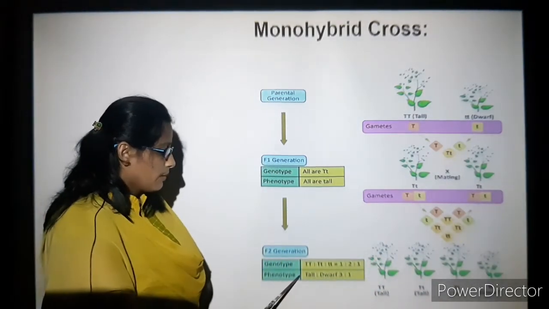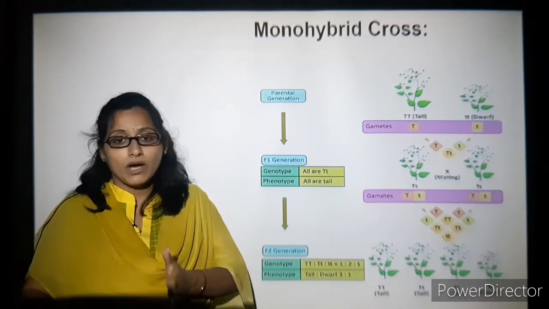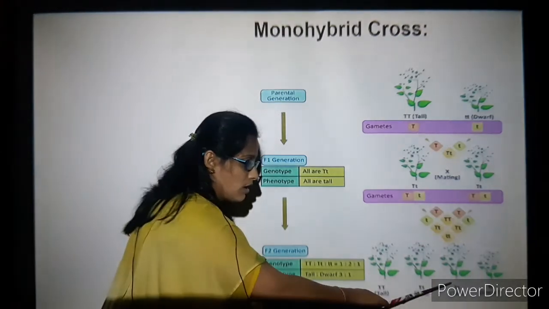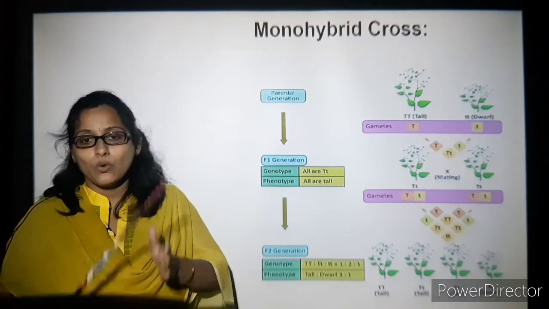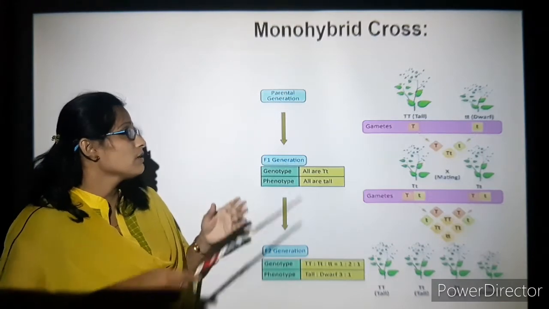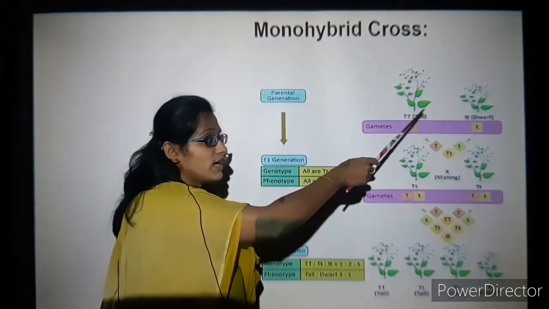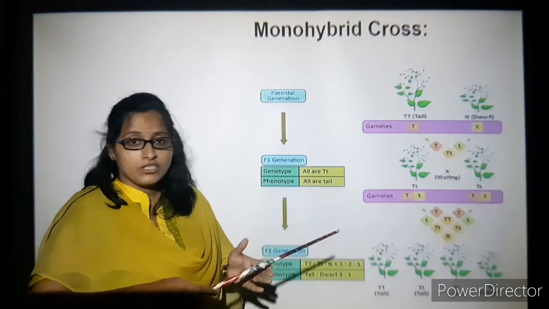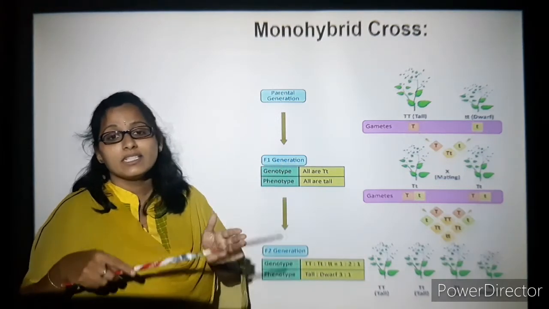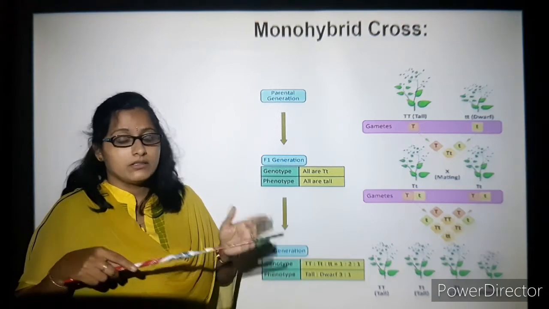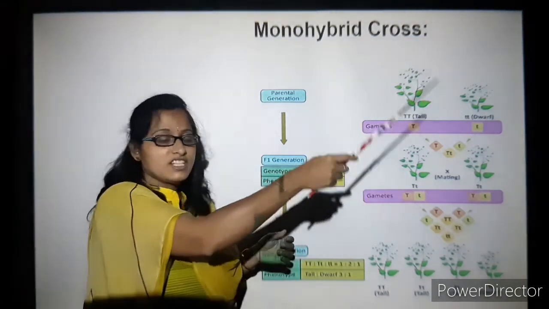So phenotype is how much tall and how much is dwarf. So totally 3 tall and 1 dwarf. So you will be writing it as 3 is to 1. So let me tell you once again, the parental generation you have taken. You have taken a tall plant and a dwarf plant. You have crossed it. You have got a hybrid plant that has tallness and the recessive dwarf gene in it. So you can see the gametes, big T and small t.